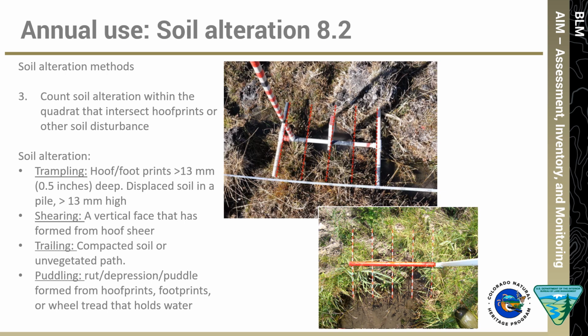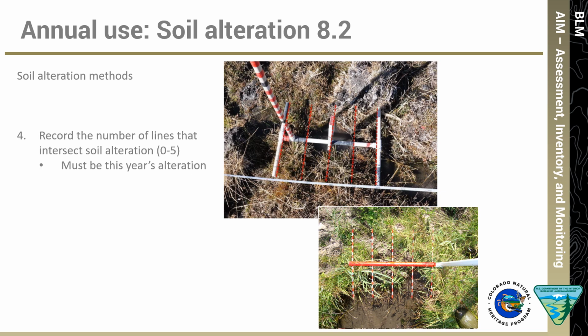Trailing is when hooves, feet, or wheels and treads have repeatedly moved over the same area to create a compacted or devegetated path, even though the soil may be depressed less than half an inch or 13 millimeters. Puddling is a rut, depression, or puddle that has formed from hoofprints, footprints, or wheels or treads and has held or is able to hold water or alter surface hydrology.